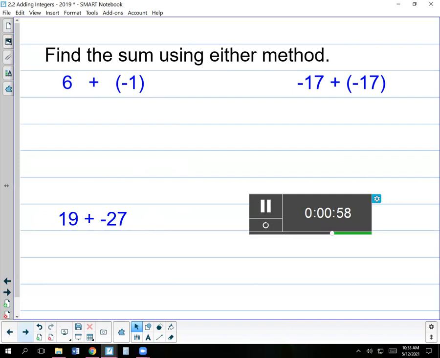Okay, first one. Why is it so confusing? I have 6 positives. I have 1 negative. I'm using addition, so that basically says I can compare them now. I have positives winning by 5.